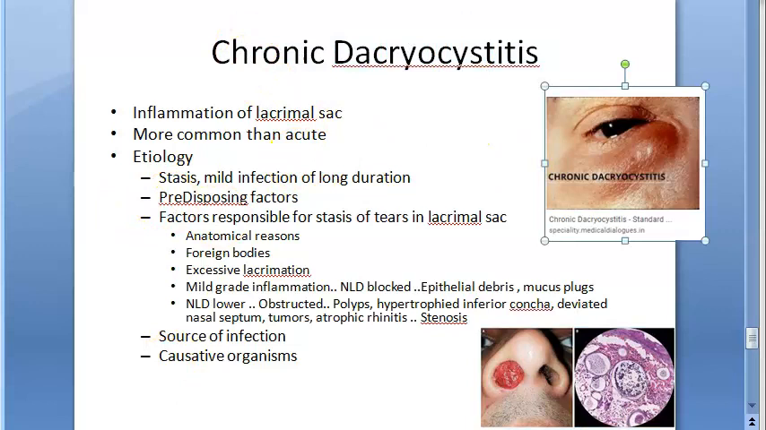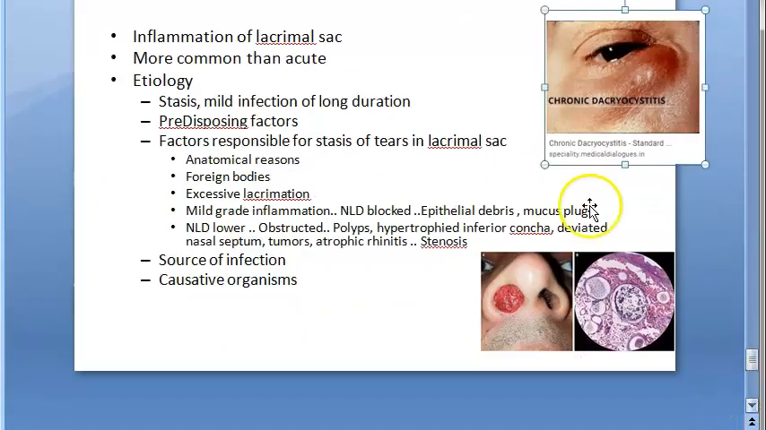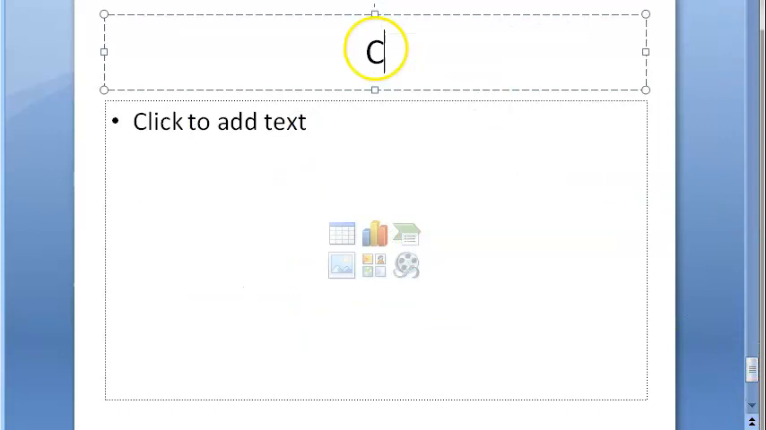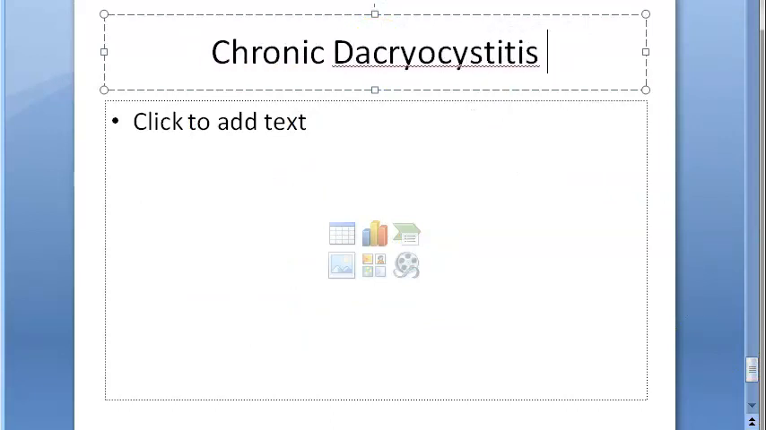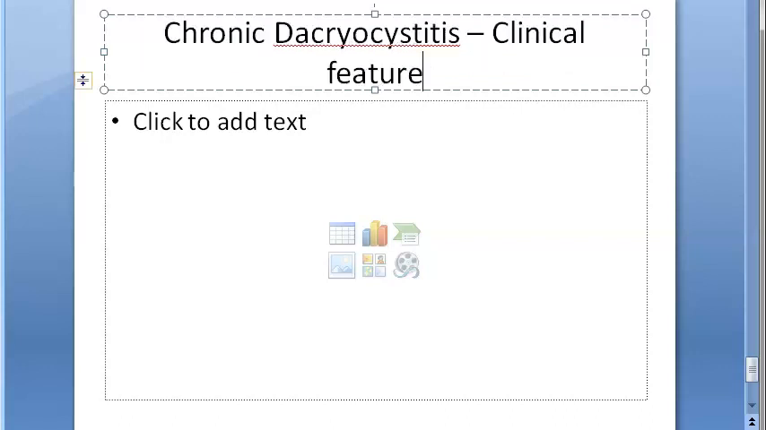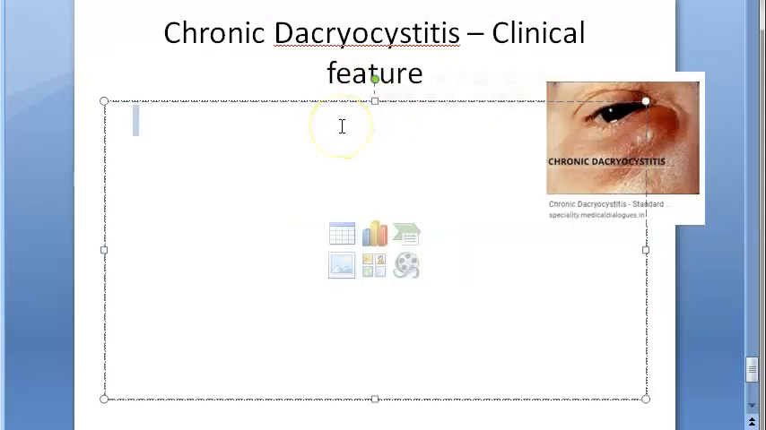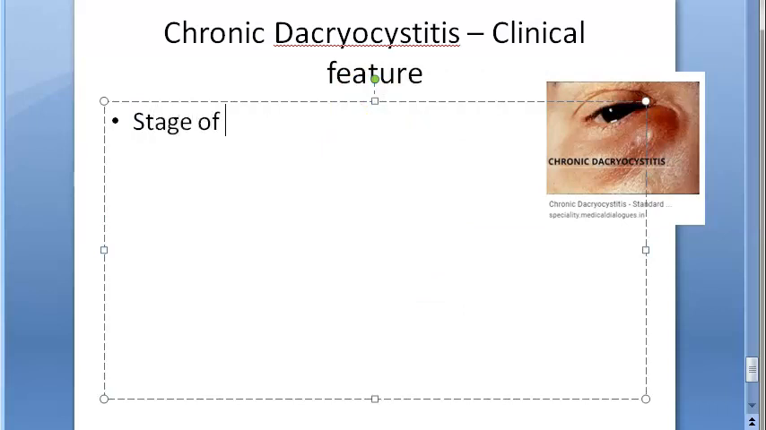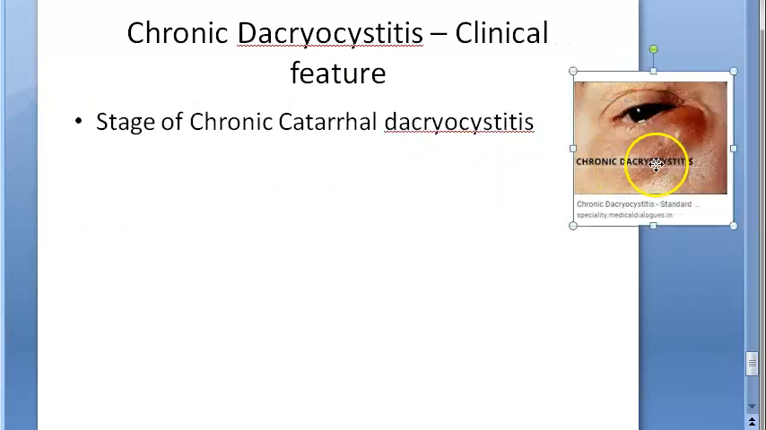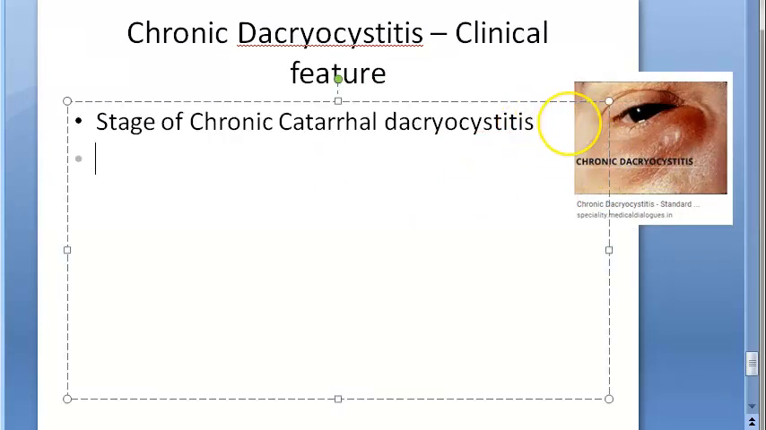Now, let us move on to the clinical features, guys, of chronic dacryocystitis. So, we are studying chronic dacryocystitis, and now we will move on to the clinical features of this condition. So, what will you see here, guys? There are four stages. The first is the stage of chronic catarrhal dacryocystitis. Then you have another stage called the stage of lacrimal mucocele.